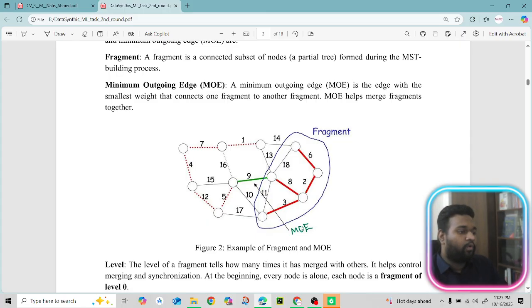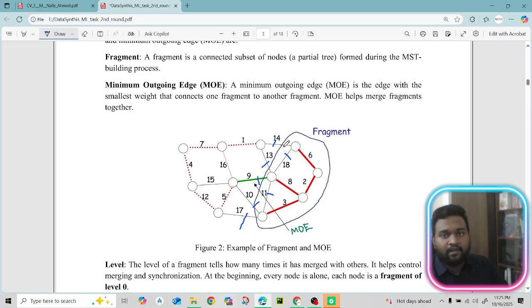So then what is MOE? MOE is nothing but, if you see what are the outgoing edges for this node, the outgoing edges are this one, then this one, this, and this. Among these marked edges, which one has the lowest weight? If you see, the 9 has the lowest weight. So we are calling this one the minimum outgoing edge, MOE.